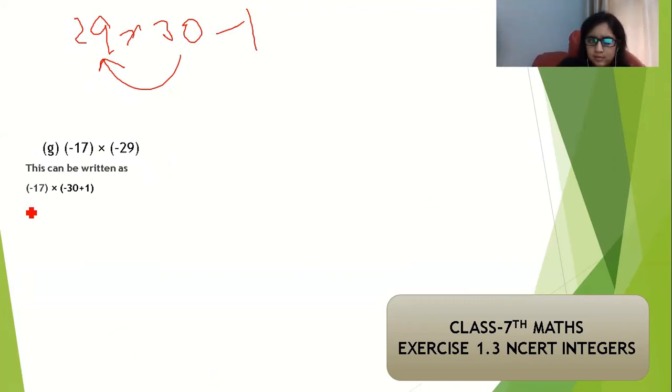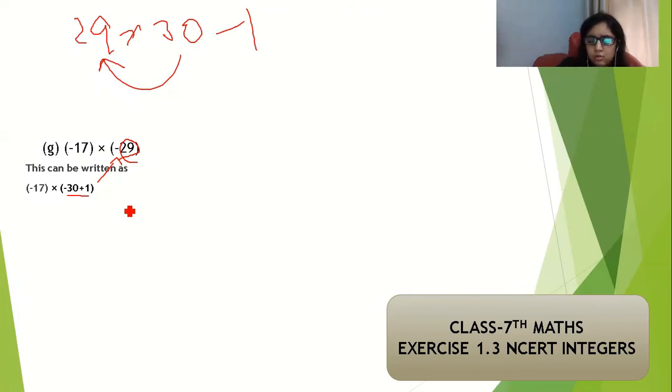So this can be written as minus 17 as it is, and this minus 29 I can write as minus 30 plus 1, because whenever you solve this you will get the same, that is minus 29. So if you see, now we have three numbers. Why have I done this? Because I want to make three numbers so that I can assume A, B and C, and I will use the distributive property here.